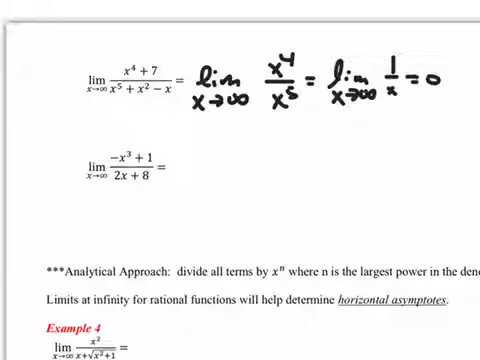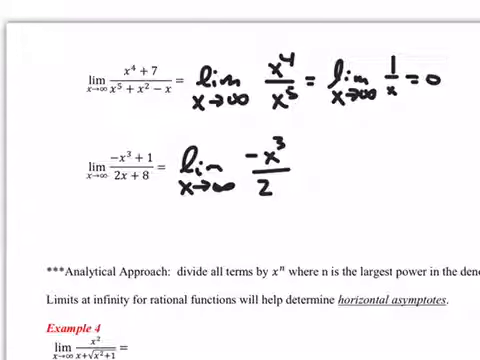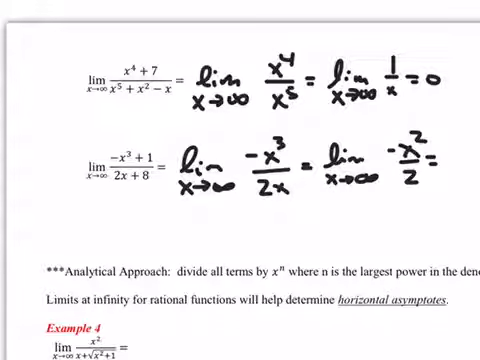Now, something interesting happens here. The highest power on the top is larger than the highest power on the bottom. You might remember from pre-calc. If you have a power on the top that's larger than the power on the bottom, you're not going to have an asymptote in this case. If I reduce this, it would be negative x squared over 2. If I plug an infinity in there, that clearly will go to negative infinity and thus will not exist.